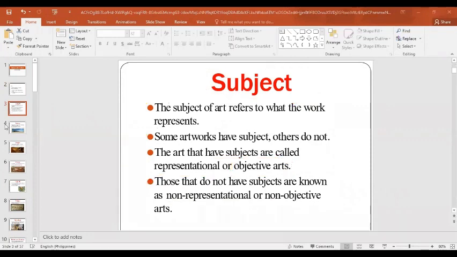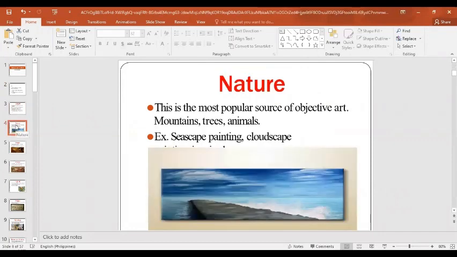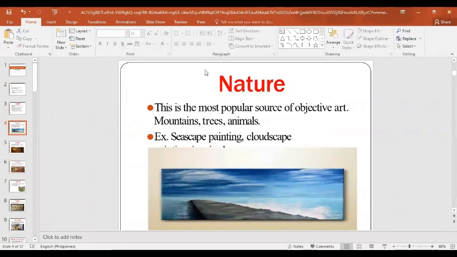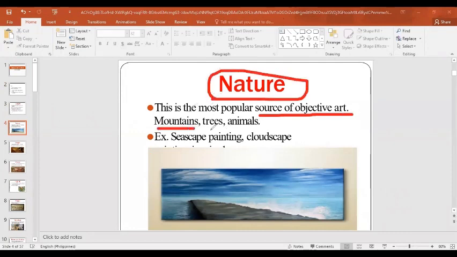So next, let us discuss the sources of subject. First, we have nature. When we talk about nature, this is the most popular source of objective art. An example ng nature can be mountains, trees, animals, seascape painting, cloudscape painting, and etc.